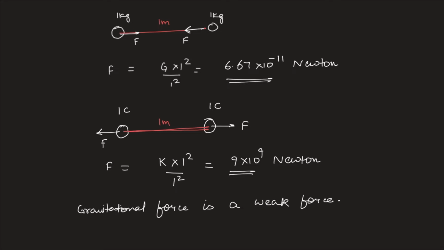If you find the ratio of the gravitational force to the electrostatic force, you will get 6.67 into 10 to the power of minus 11 by 9 into 10 to the power of 9. So 6.67 upon 9 into 10 to the power of minus 20. That would be the ratio.